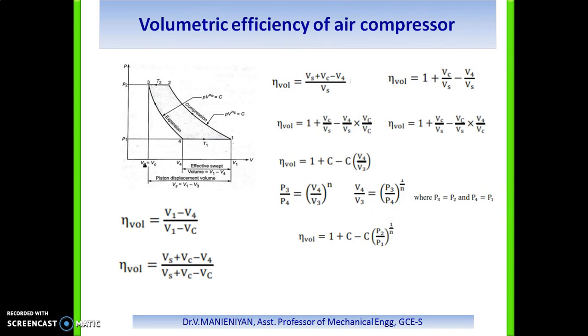Next, with further simplification, we get 1 plus C minus C times (P2 by P1) whole to the power of 1 by n. So this is the final ratio. Here, as the pressure ratio P2 by P1 increases, the volumetric efficiency decreases.